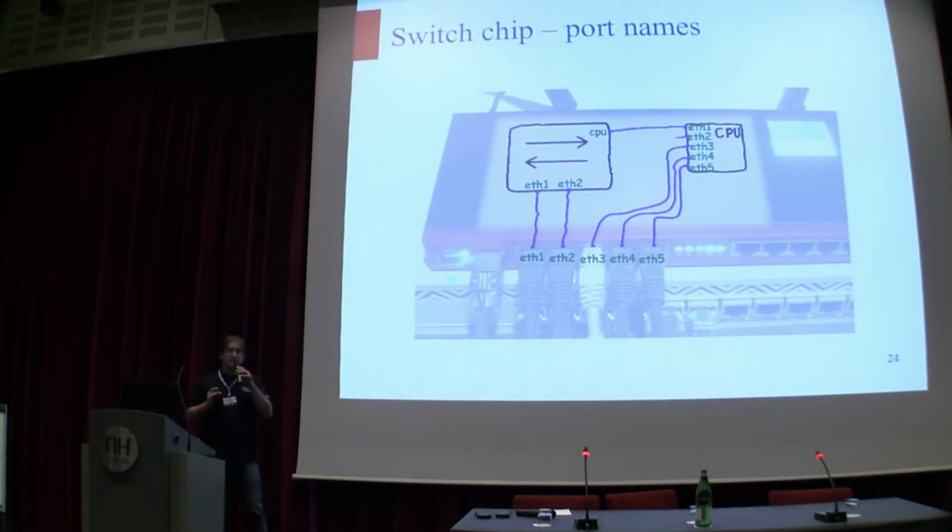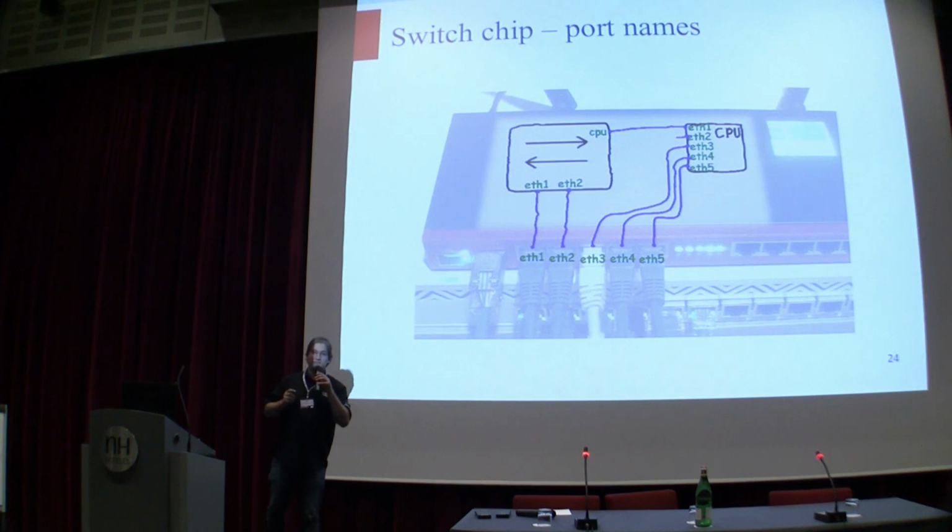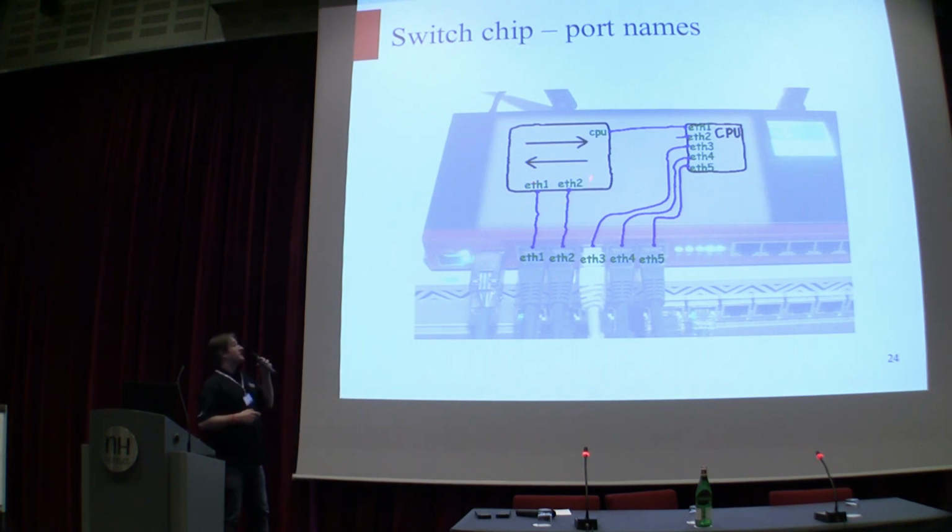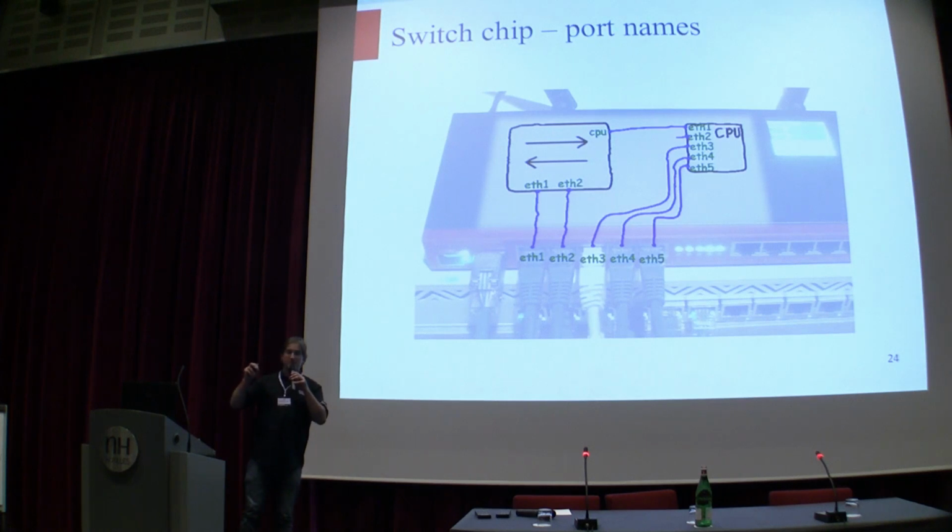And notice the names of the interfaces, because there is some difference between those names here. These are the names of interfaces the central processor unit, CPU, sees. And these, Ether 1, Ether 2, are the names of physical ports the switching chipset is connected to.